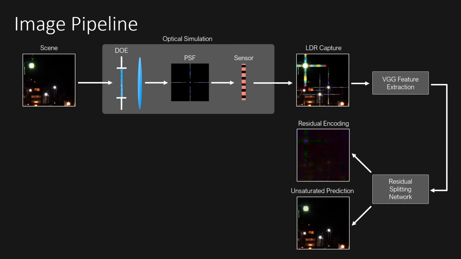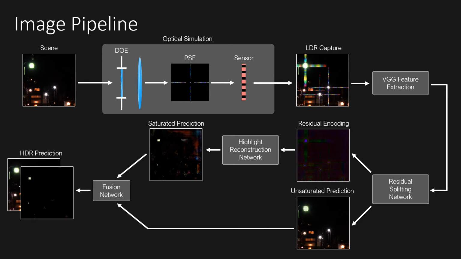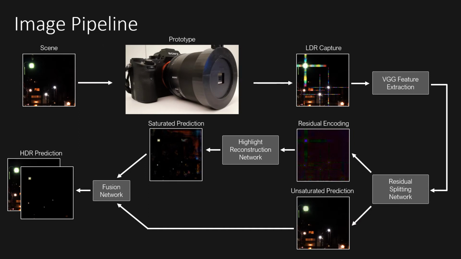We first separate the optical encoding from the unsaturated regions using a residual splitting subnetwork. Next, a highlight reconstruction subnetwork uses the residual optical encoding to predict the saturated content. Finally, we combine the saturated and unsaturated predictions using a fusion subnetwork to produce the final HDR prediction. After training and fabrication, we replace our optical simulation with images captured from the hardware prototype.